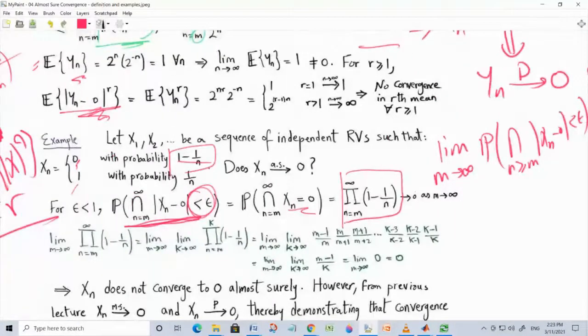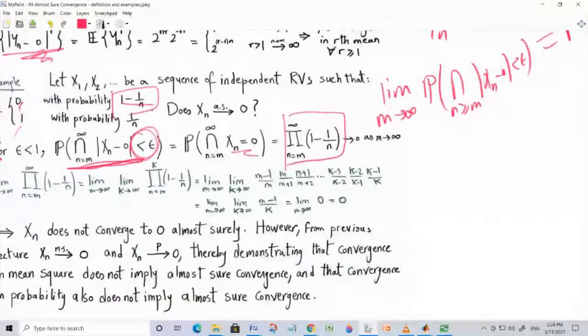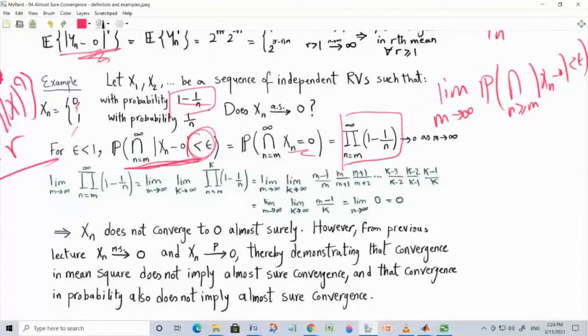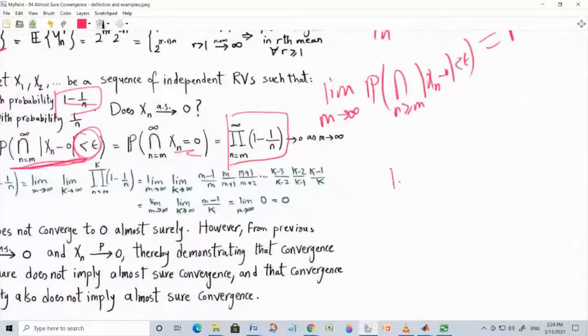In fact, in our case here, you can show that it is 0. But even if you got 0.1, the conclusion is the same: you don't have almost sure convergence. And here is basically why. The idea is simple, and again, a trick that is sort of common.